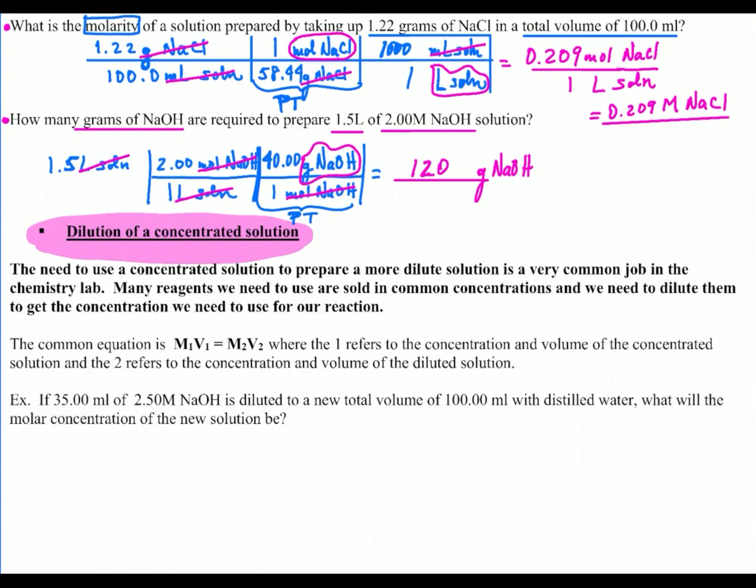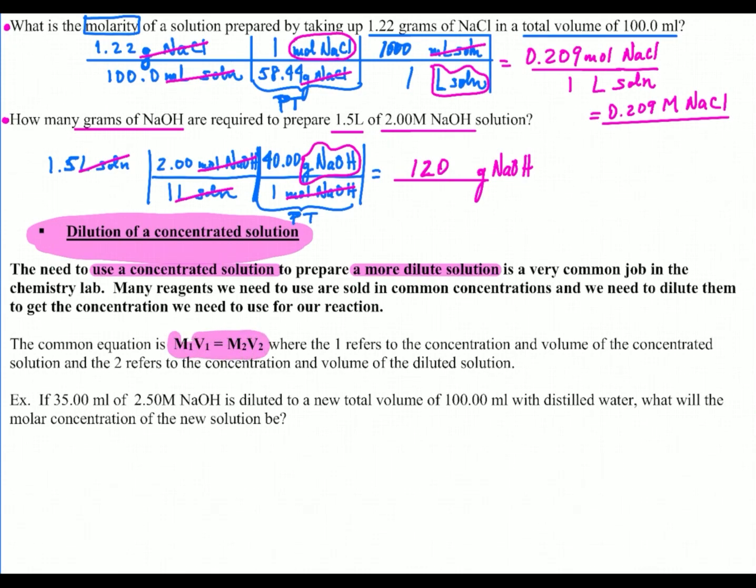Another very common thing is that we go into the lab and use a more concentrated solution to prepare a more dilute solution. So instead of starting with a solid, we start with a more concentrated solution than we actually want. That process is simply diluting that concentrated solution to the right amount, such that in the end, we have the concentration we actually need.